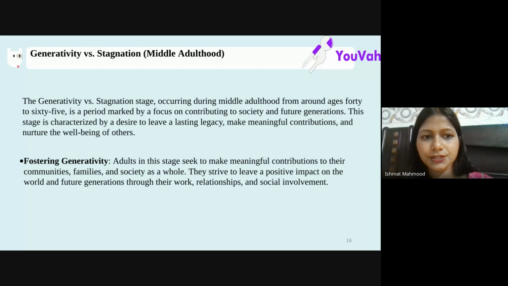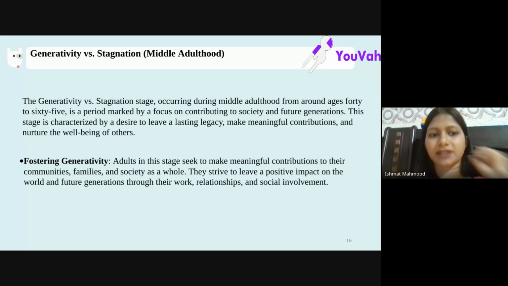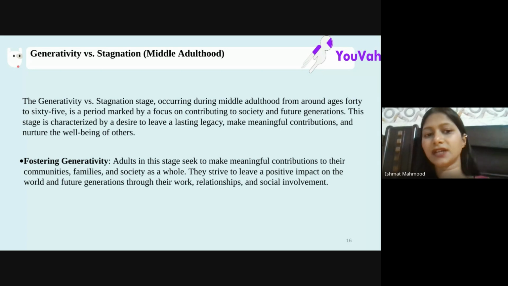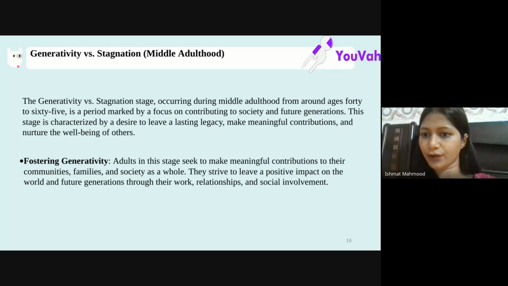Yeah. So the next stage is generativity and stagnation. When we talk about generativity and stagnation, it starts in middle adulthood, right? Which is the age of 40 to 60.